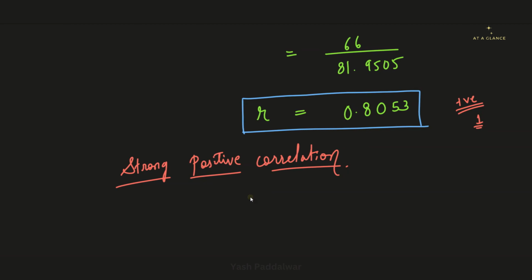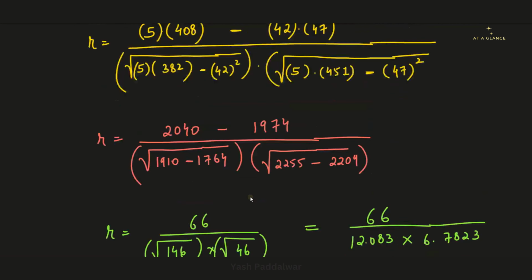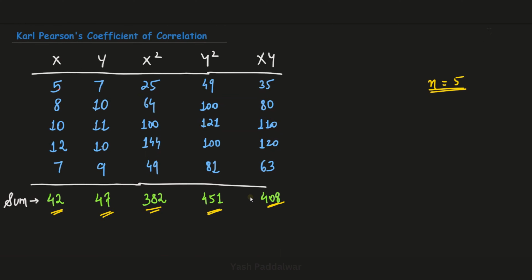And with this we come to the end of the video. I hope you understood the Karl Pearson's coefficient of correlation concept with its example.